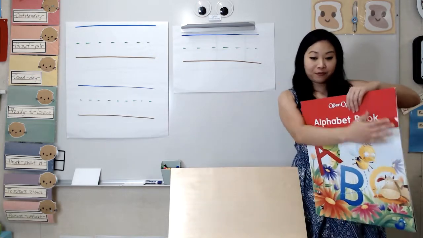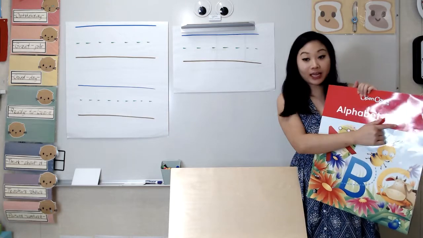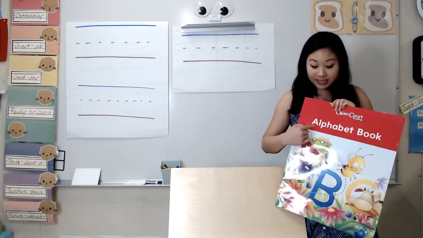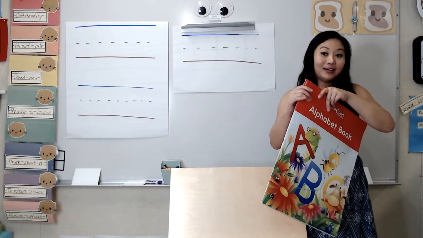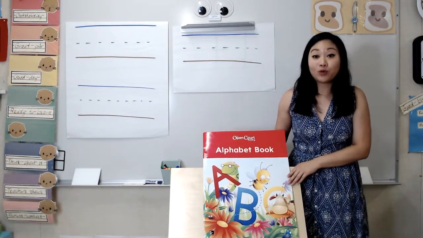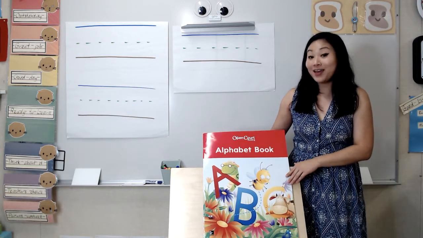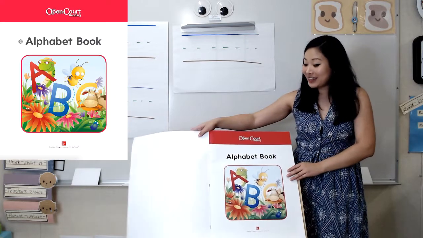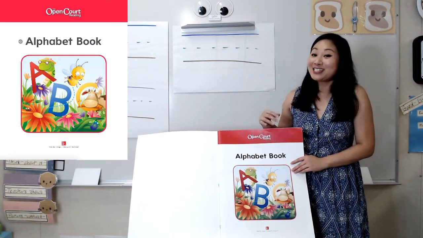This is the front cover, back cover, and the title. The title of this book is Alphabet Book, and this is the spine. Now just like our big book of poems, this book also has a whole bunch of poems, but these poems are all alphabet poems. When I open it up, I see the title page. That's just to remind you of the title in case you forgot.